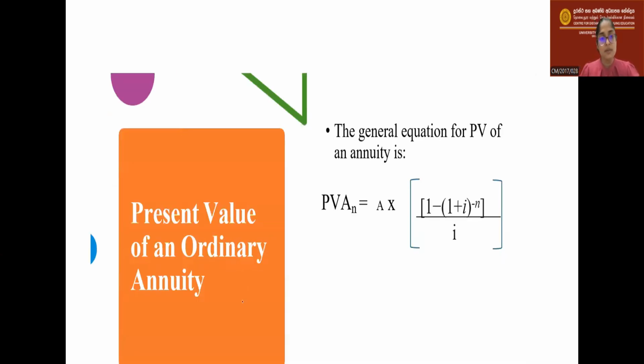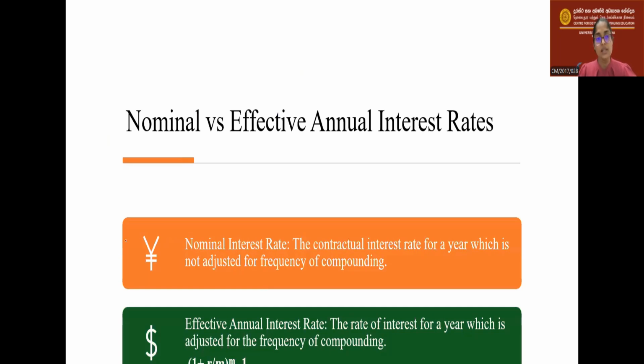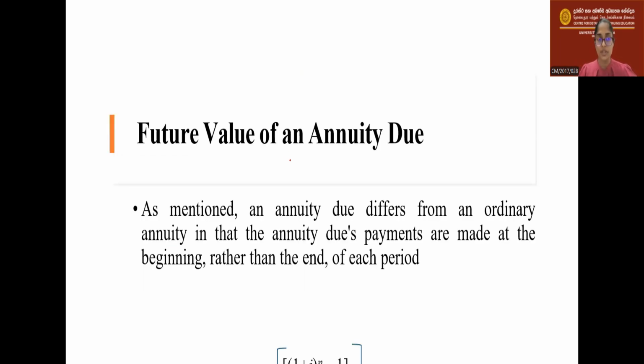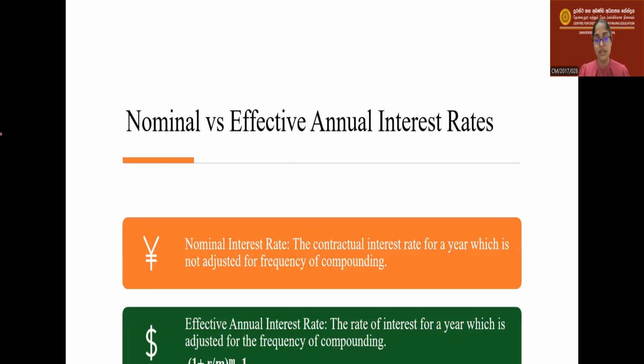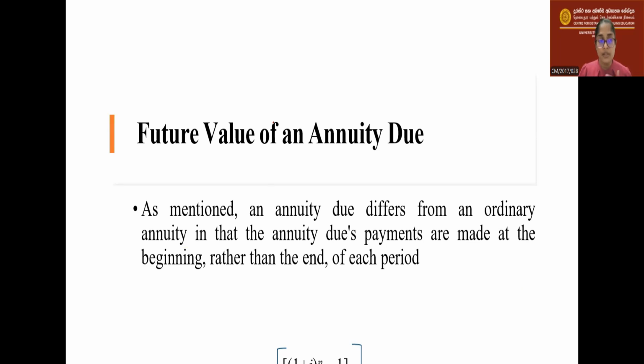We learned the present value and the future value of an ordinary annuity. Then we slightly looked at the nominal interest rate and the effective annual interest rate as a partial requirement for these kinds of calculations. If it is given, you have to find the effective annual interest by applying the relevant equation. And then we will now move to the annuity due.